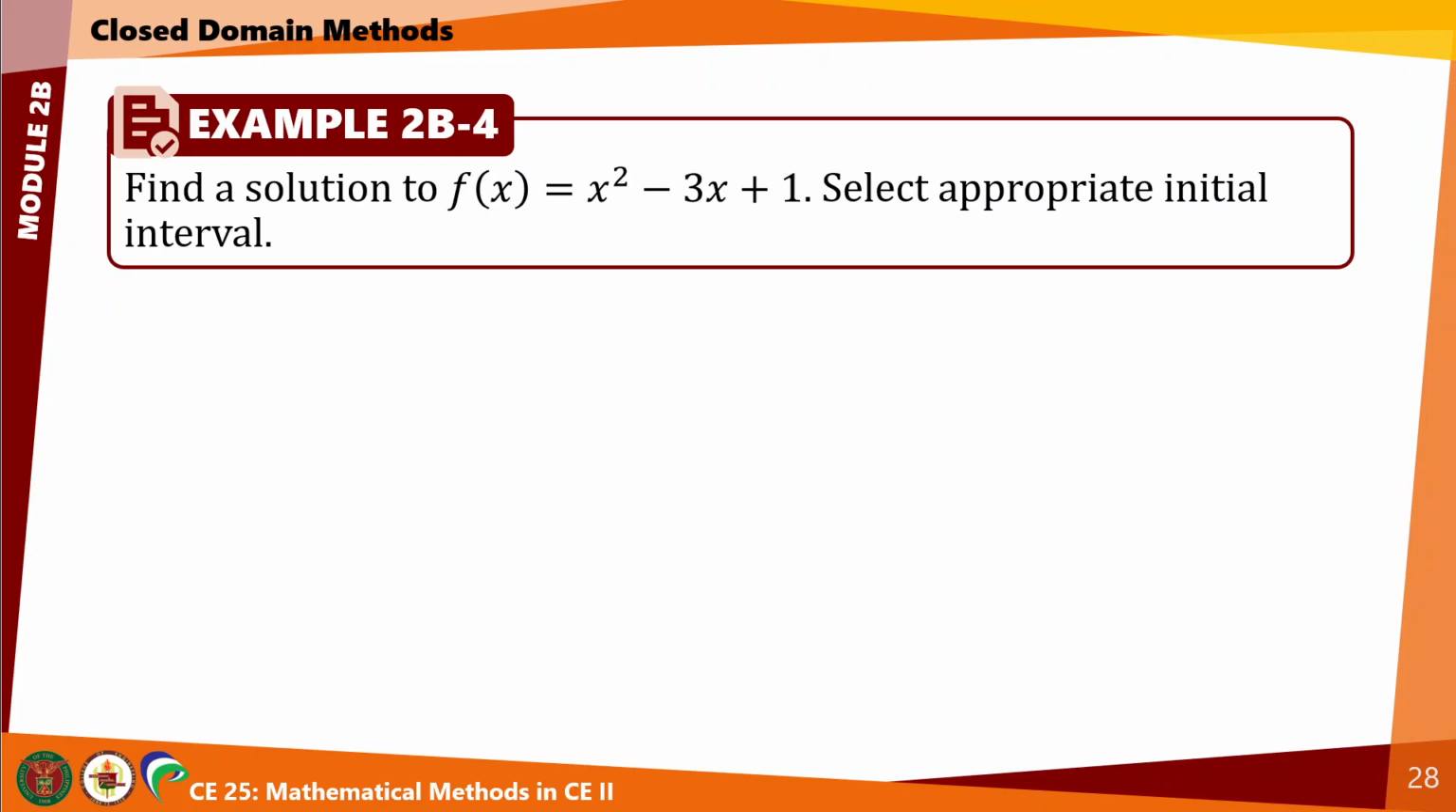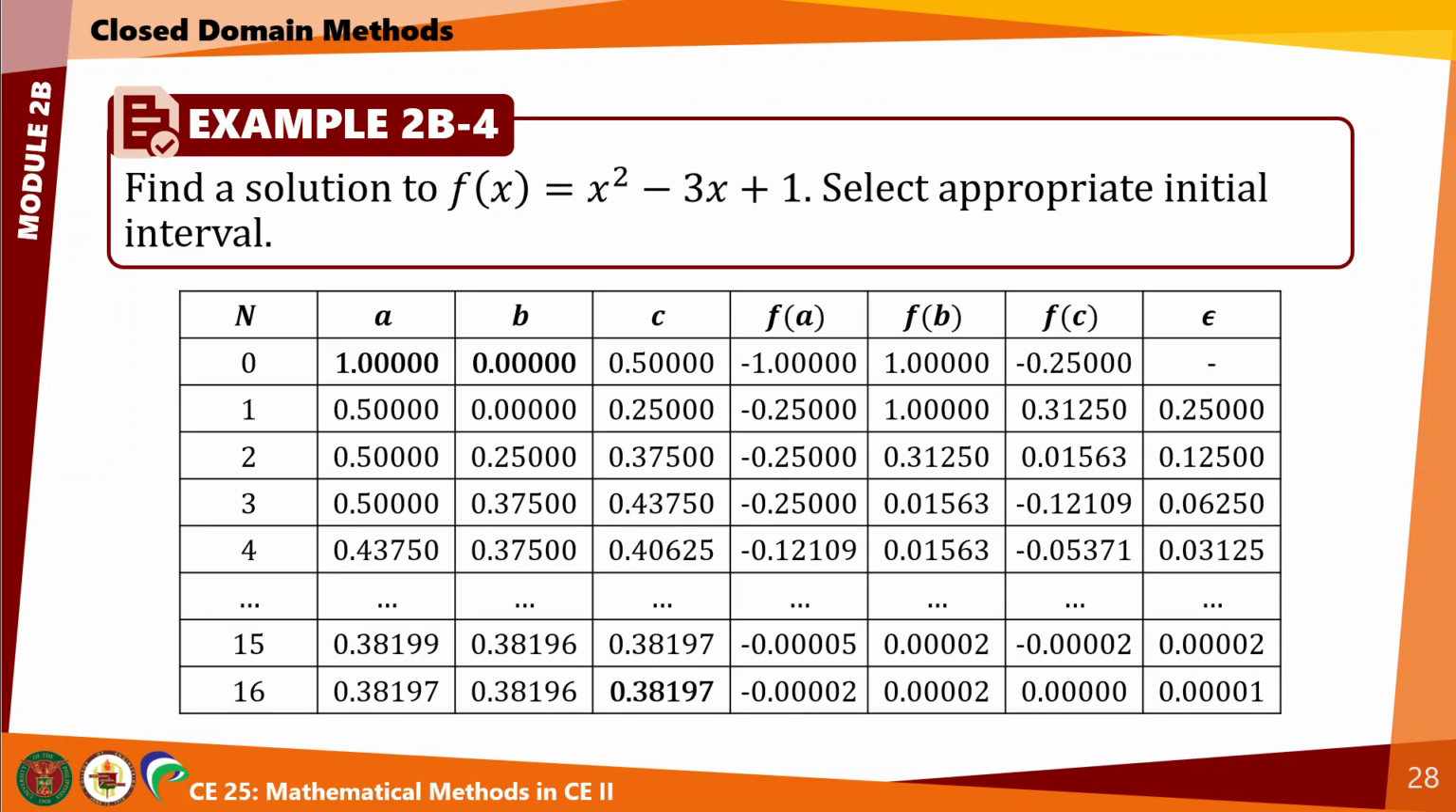If you recall, dalawa yung roots nito kasi quadratic yan. Isa 0.3 something, yung isa 2 point something. So let's say ang initial interval natin dito is 0 and 1 or 1 and 0. So let's say yung A natin is 1 and B natin is 0. Yung midpoint, madali lang kunin yan. Midpoint lang ng A and B is 0.5. Okay? Since bisection method ito.